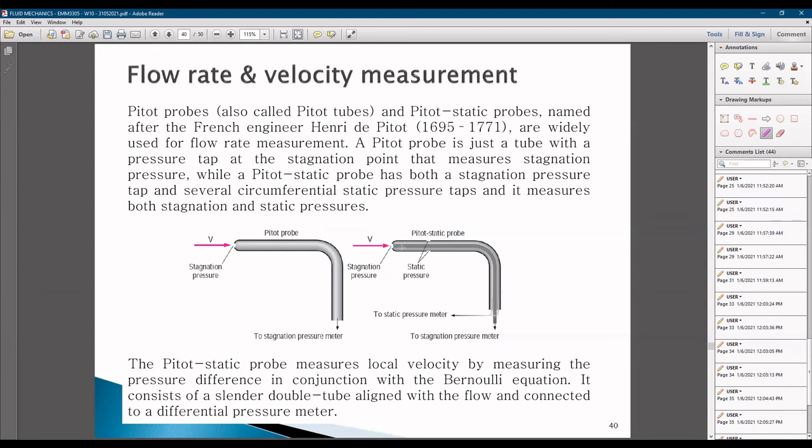This particular probe is actually divided into two parts. On the outer part, it allows the measurement of the static pressure, and on the center, or the inner part, it allows the measurement of the total pressure. Both of these parts are connected to the pressure meter so that you can measure the differences, and you can calculate the velocity using the Bernoulli equation.